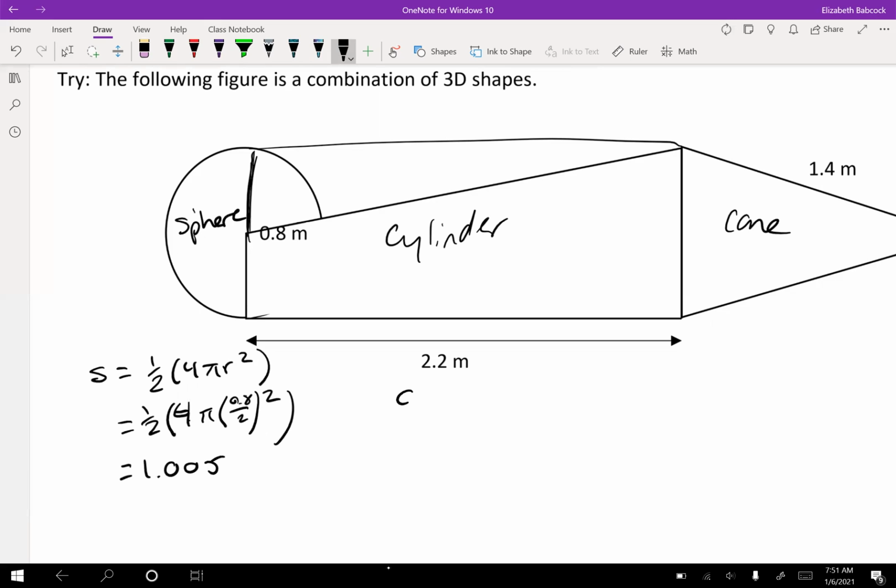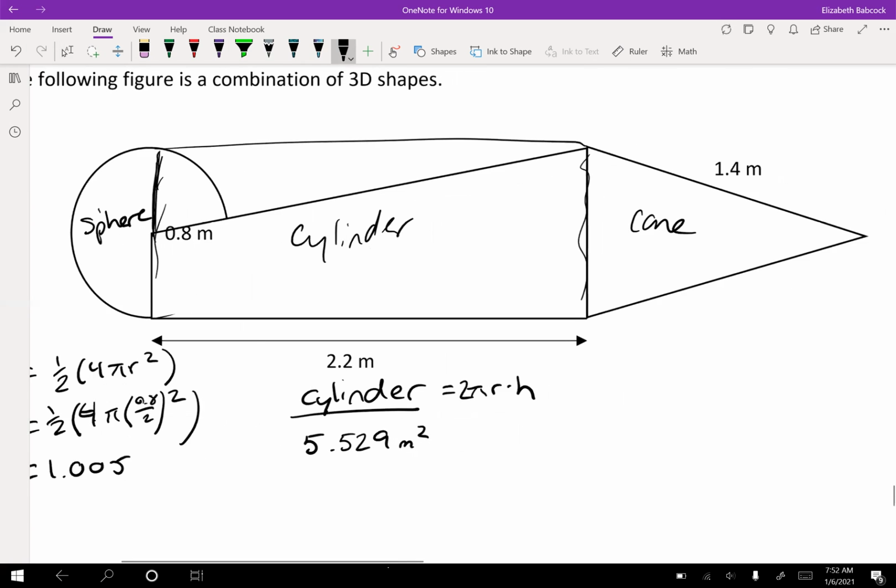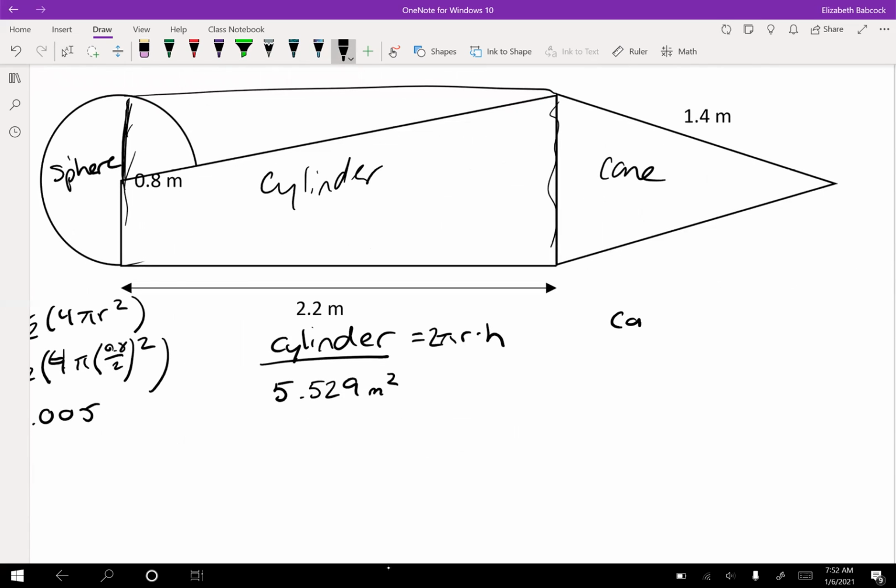That's 1.005, then the cylinder. You should get an area of 5.529 meters squared. Because we don't need to account for either side, it is just 2 pi r times h. And then you have your cone, where you only need to account for this part. You don't need to account for the circle at the bottom. So it's just pi r s.